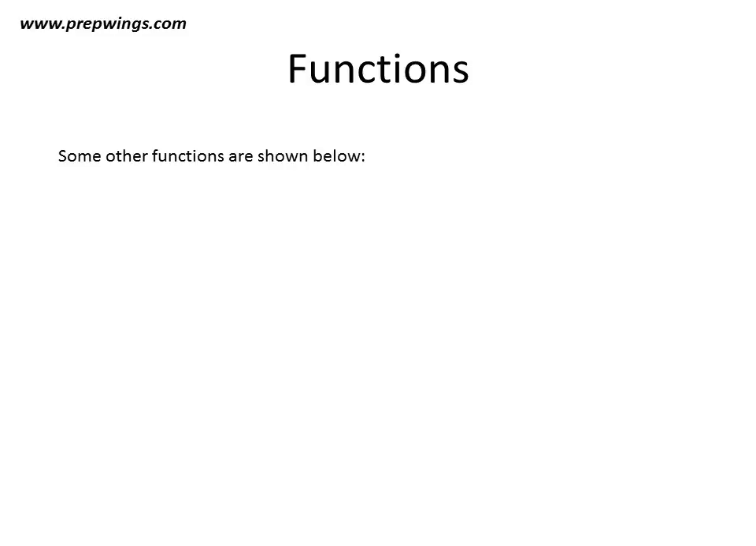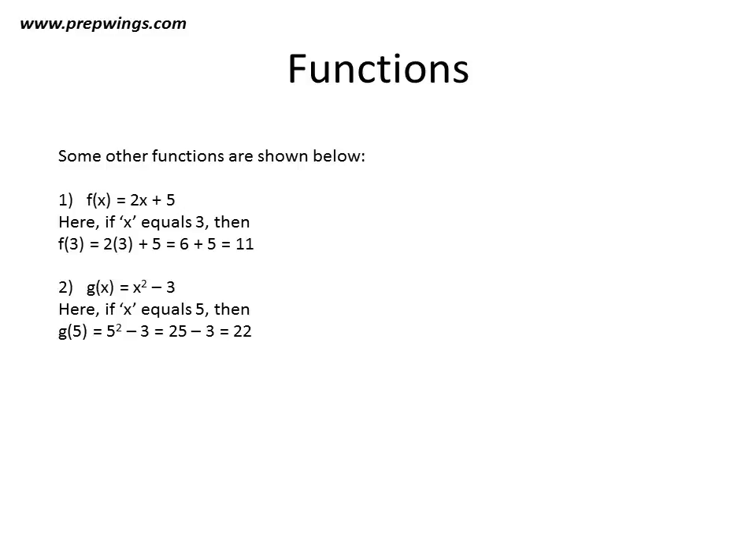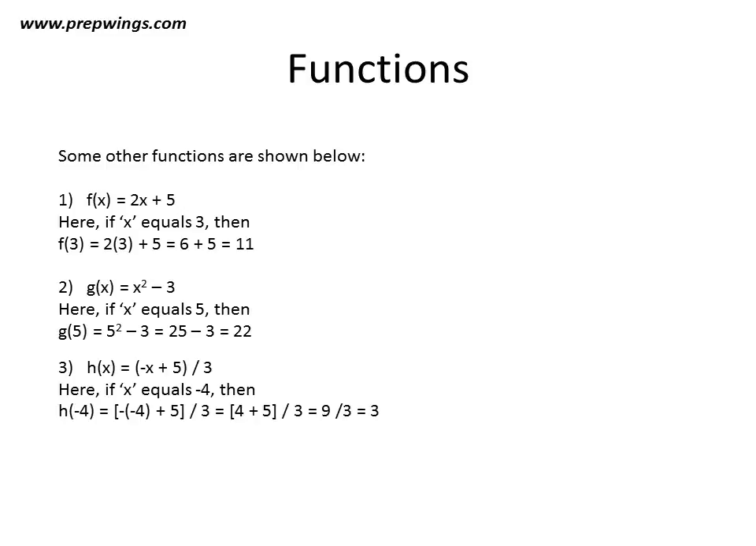Now some other functions are shown over here as examples. It says f of x equal to 2x plus 5. Here, if x is equal to 3, then it will become f of 3. So f of 3 will be 2 into 3 plus 5, which is 6 plus 5 or 11. Now g of x is shown as x square minus 3. Here, if x equals 5, then g of 5 will be, instead of x, I will put 5 there. So it will be 5 square minus 3, which is equal to 22.